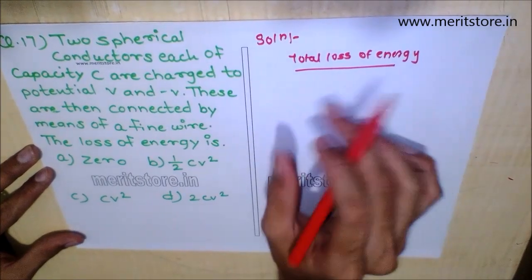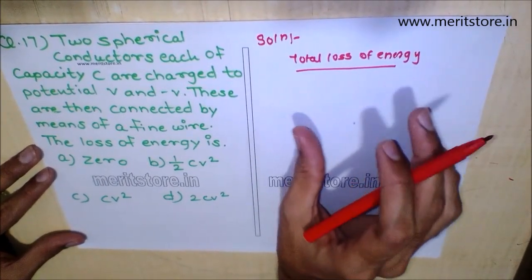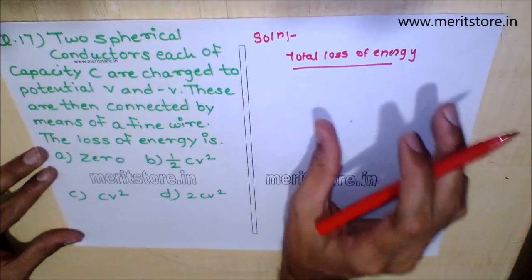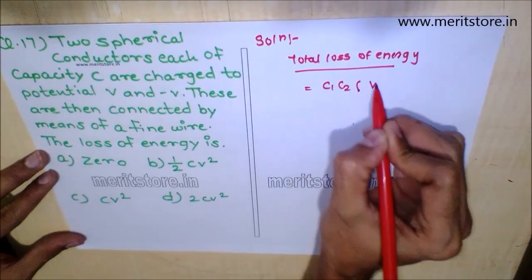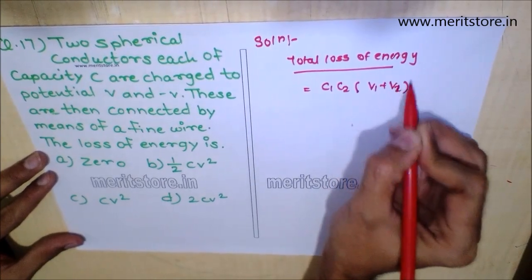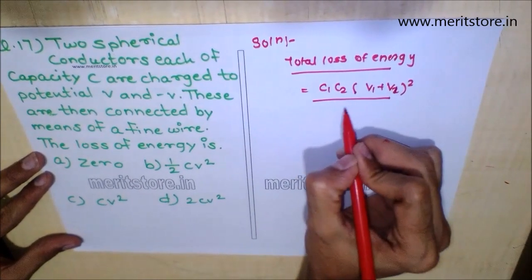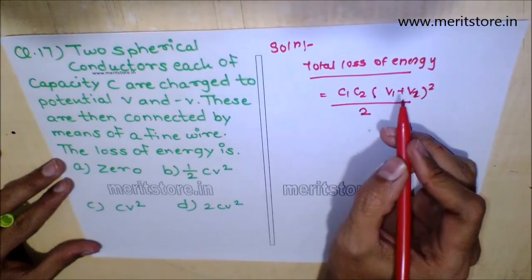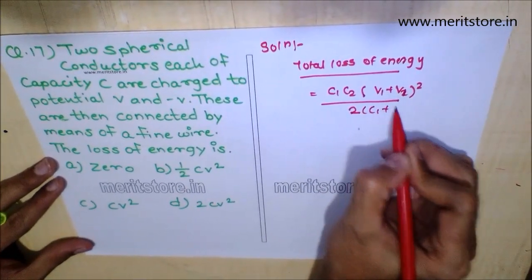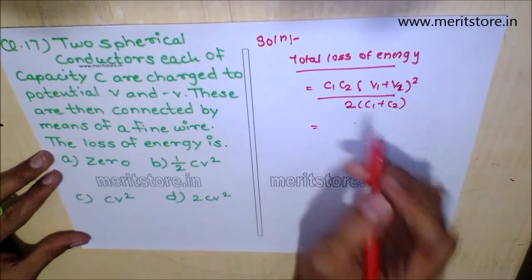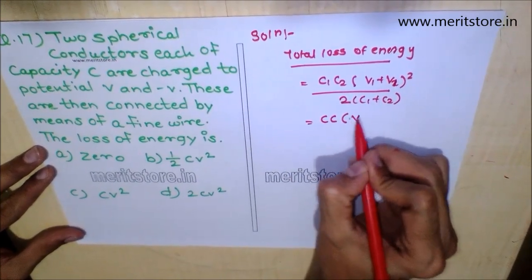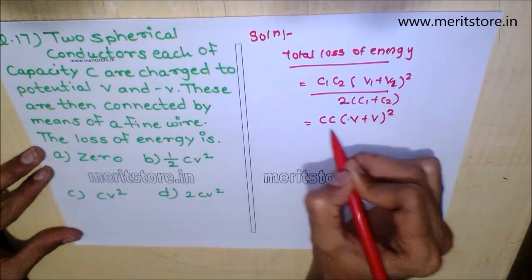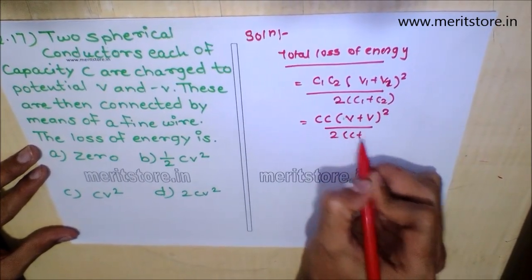Basically these are first charged, and the capacity C of both of them is the same. So we have the formula C1 C2 into V1 plus V2 the whole square upon 2 into C1 plus C2. Since both of them have the same capacitance, we can take it as C and C. The voltage applied between both of them is the same, so we can make it V and V upon 2 into C plus C.